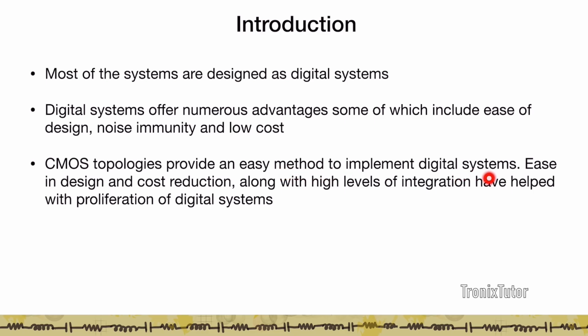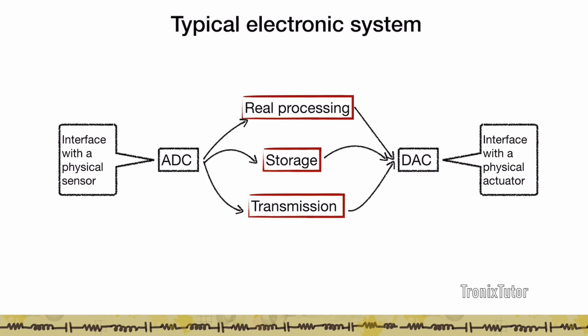Furthermore, over the last few decades, the ease in design and the cost reduction achieved due to scaling has led to high levels of integration, leading to this proliferation of digital systems around us. So let's look at a typical electronic system. Generally, what is a system supposed to do?